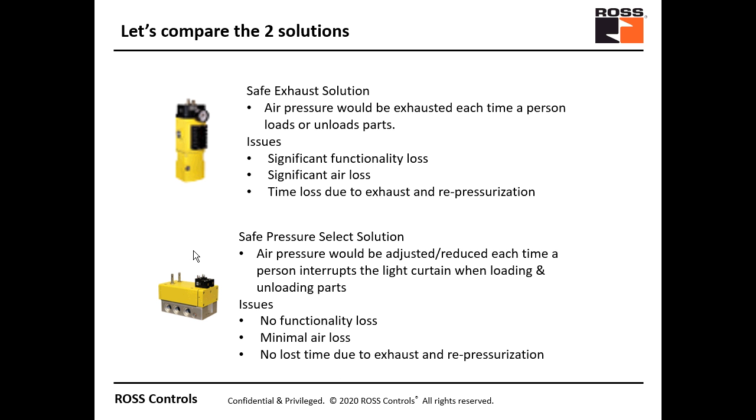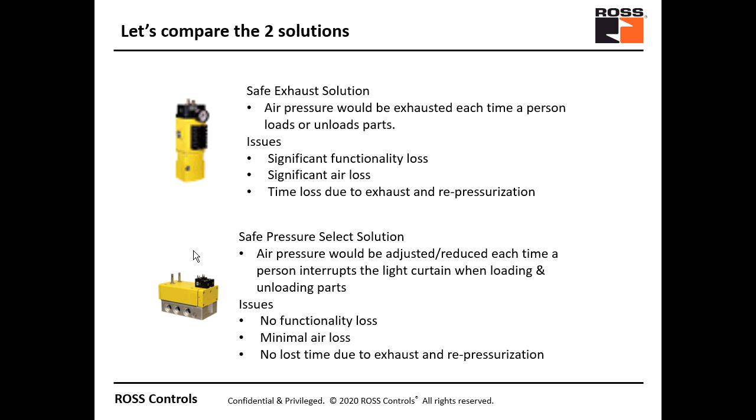So what happens if I use the safe exhaust valve and it would dump every time a person loads or unloads parts? Yeah, it's probably the safest because there's no potential for energy. But what are the issues with it? Well, there's a significant functionality loss. For example, if that clamp is moving forward, when I interrupt the light curtain and I dump air, do I know that it finished its stroke? Do I know where it's at in the stroke? No, we don't, because it just coasts to a stop. So we have no idea where it's at. And then you have to go in and resupply air, so there's a huge time loss between exhausting and resupplying air, or repressurization. And air is one of the most expensive utilities in the plant, and there's significant air loss. So those could be some issues.